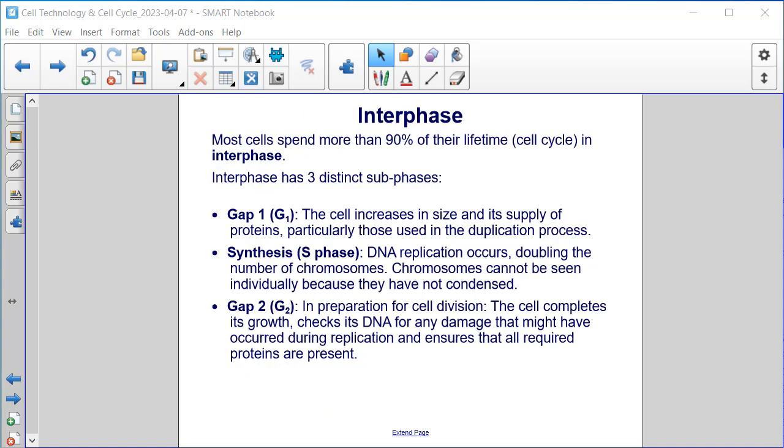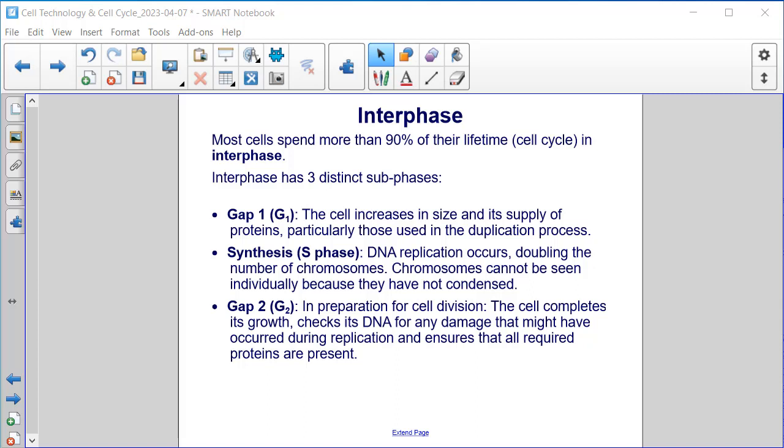Most cells spend more than 90% of their lifetime, their cell cycle, in interphase. Interphase has three distinct subphases. Gap 1, where the cell increases in size and its supply of proteins, particularly those used in the duplication process.